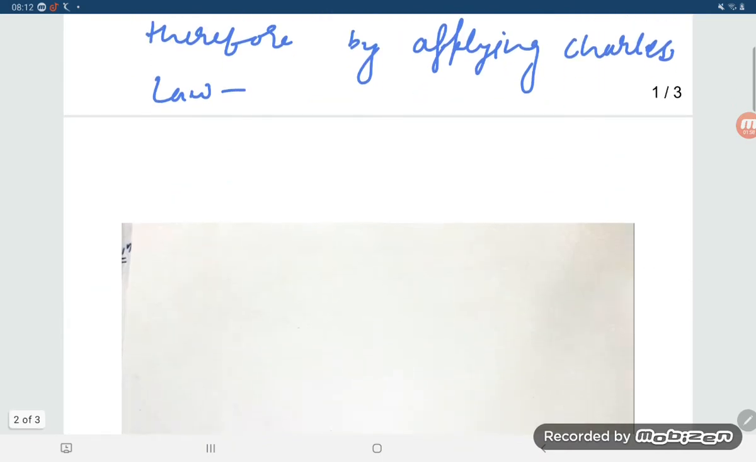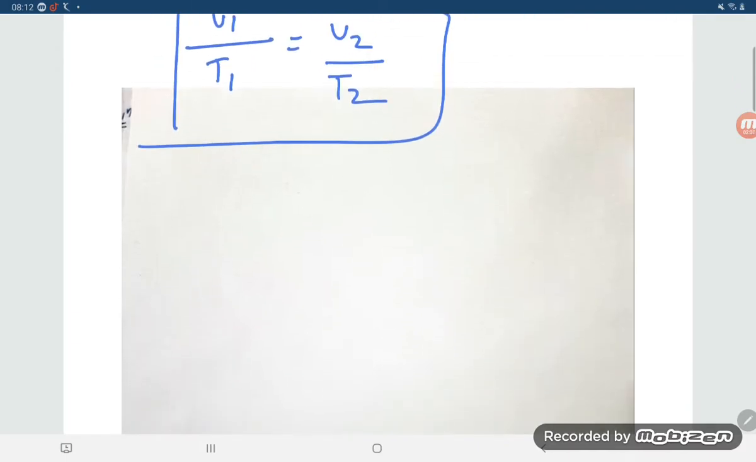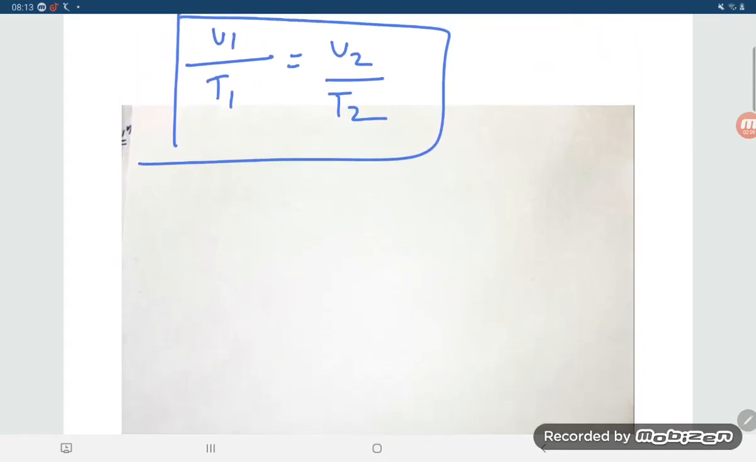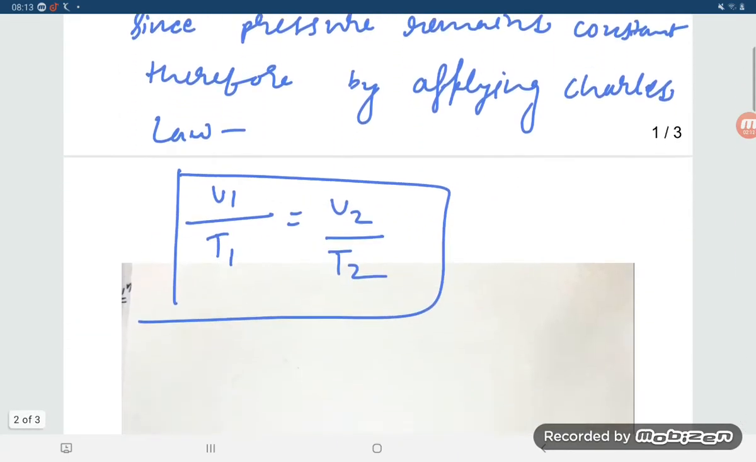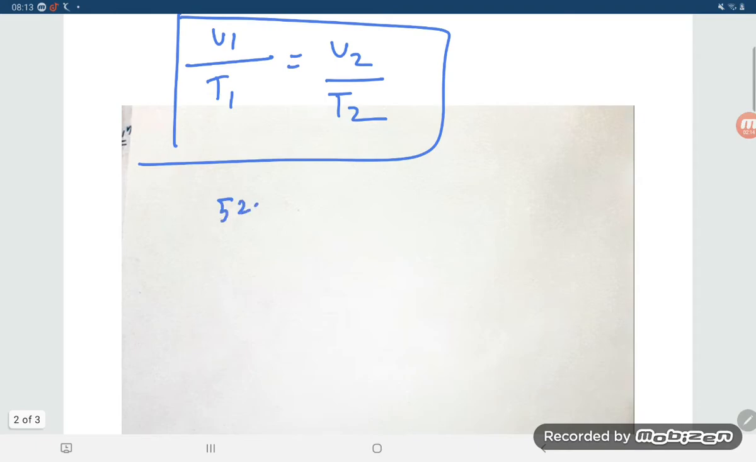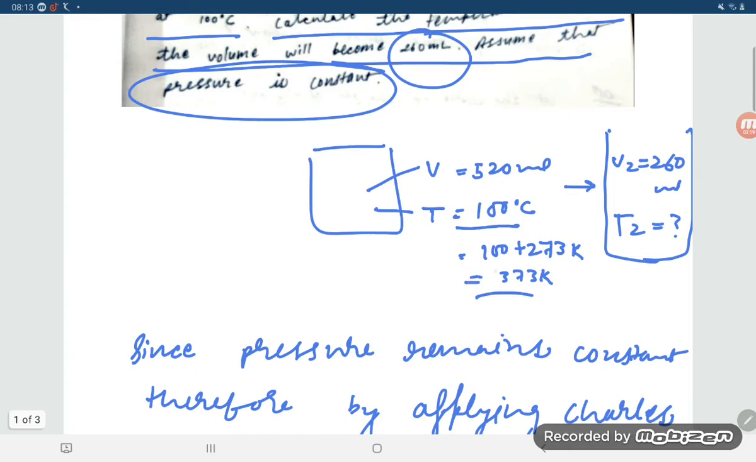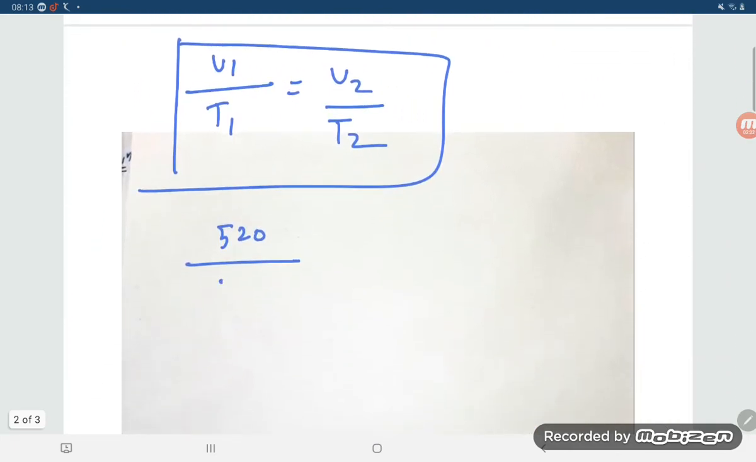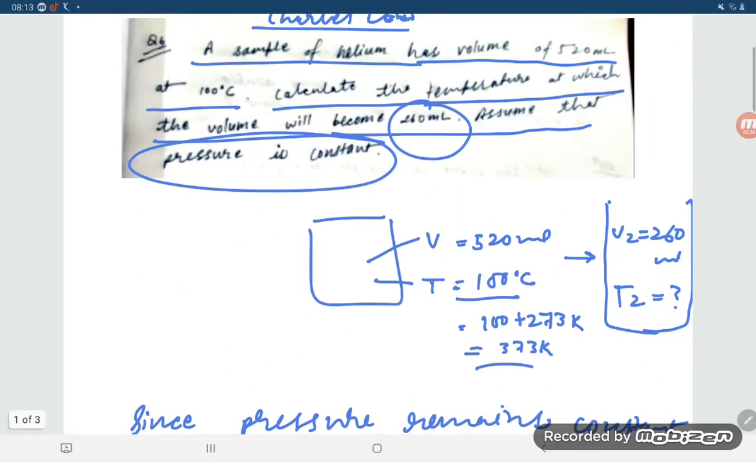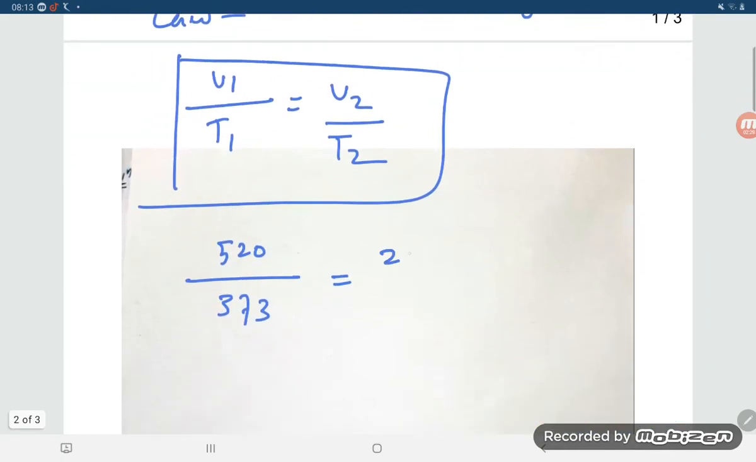Charles law is saying V1 by T1 is equal to V2 by T2. You put the values, student. V1 value is 520. T1 value, 100 degrees Celsius they have given, you convert it into Kelvin to 373. That is equal to V2, which they have given as 260 ml, divided by T2.